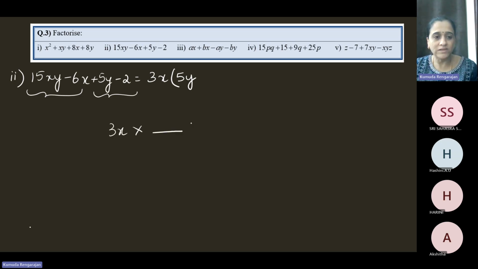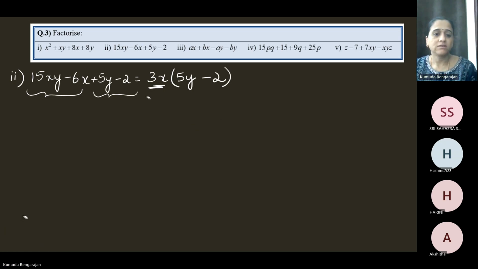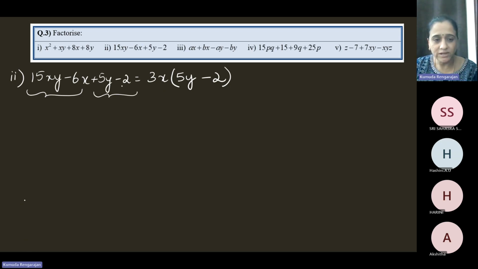Now this is plus 3x. 3x into what will give you minus 6x? This 3x into something should give you the second term, minus 6x. So it will be minus 2. Close the bracket. Now we have to take up the next two terms. Whatever is the sign here, put the same sign here. We have completed the first two terms. After the second term, what is the sign? Plus. Put that sign here.